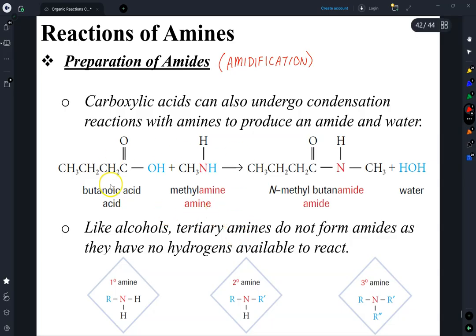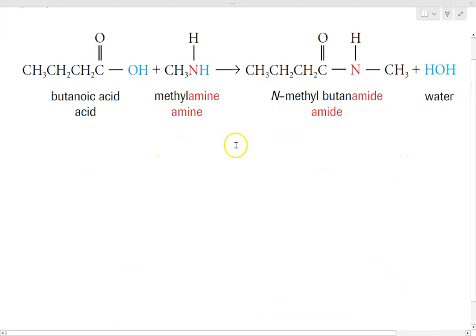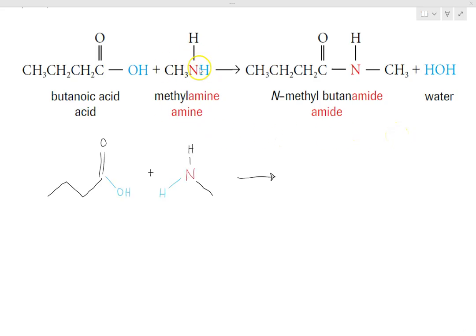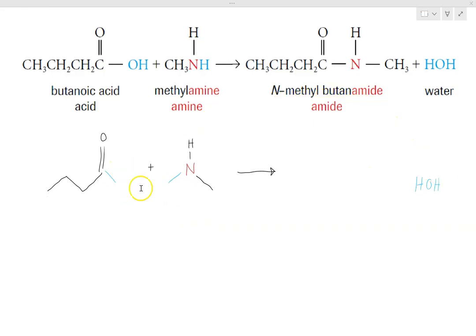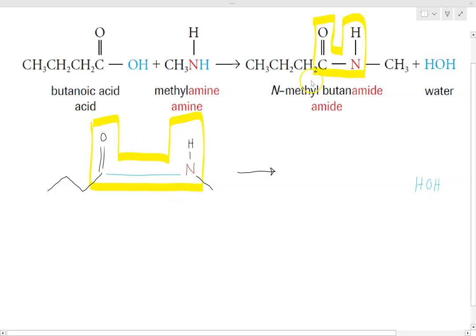Again, I don't like how the textbook has oriented these molecules. I prefer seeing the OH and the H group side by side so I can visualize the water molecule popping out. So let's just redraw this, flipping the amine around so that the H and OH are side by side, allowing me to visualize the H and OH popping out, allowing me to connect these 2 bonds, and congratulations, you have now formed your amide bond.